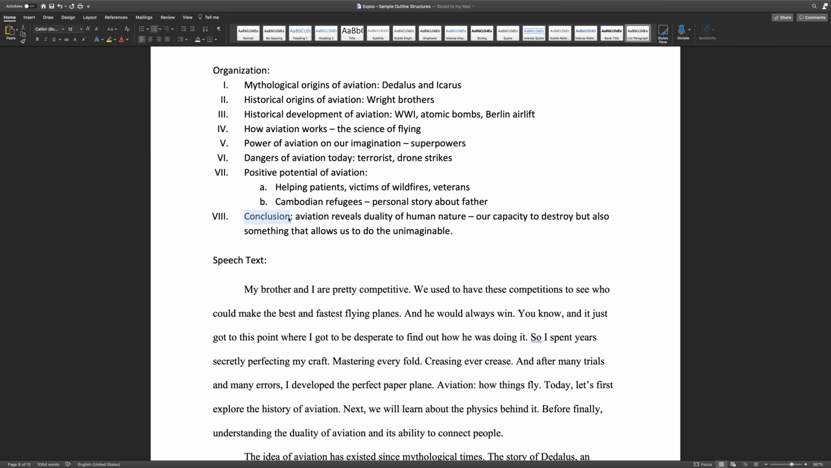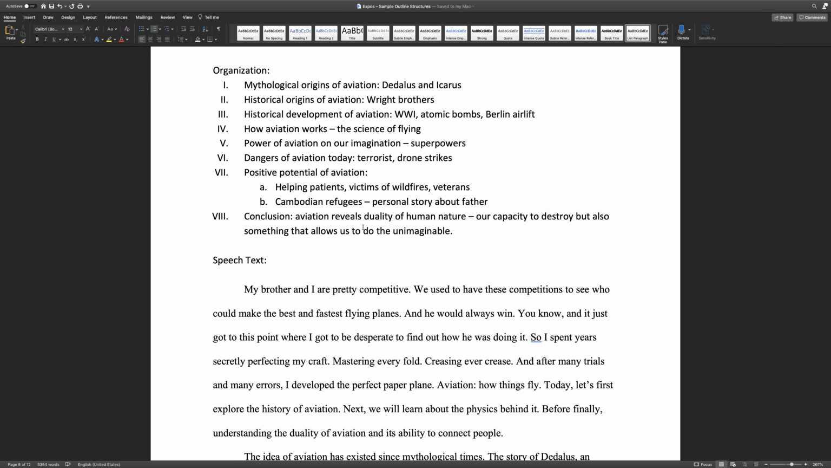And then her conclusion was ultimately that aviation reveals the duality of human nature, our capacity to destroy, but also something that allows us to do the unimaginable. So again, we come to a much deeper understanding of aviation. And I think a great formula to follow is always to be thinking about, you think X, but actually Y. You think X, but actually Y.